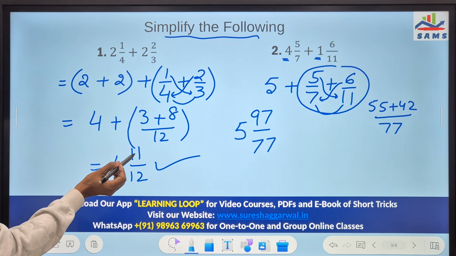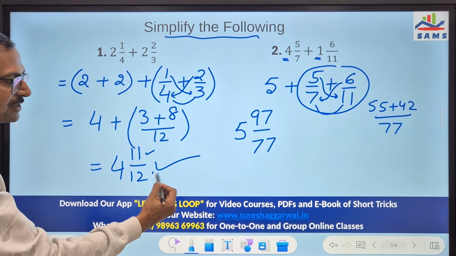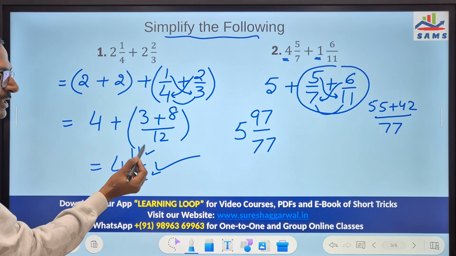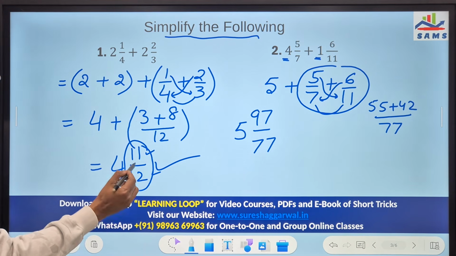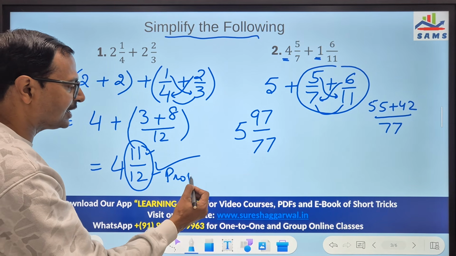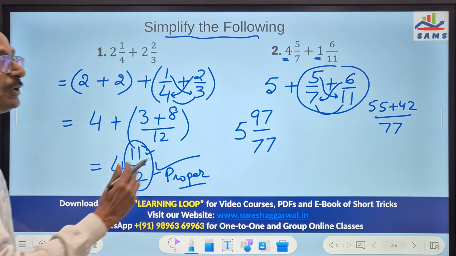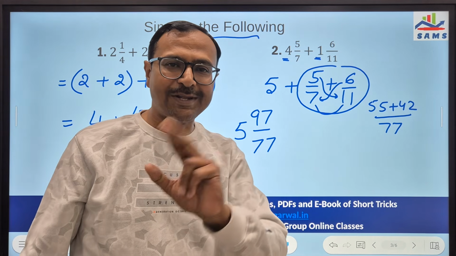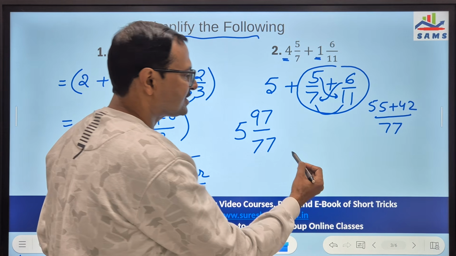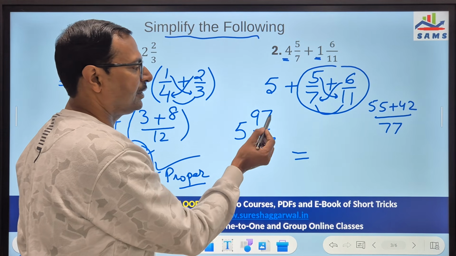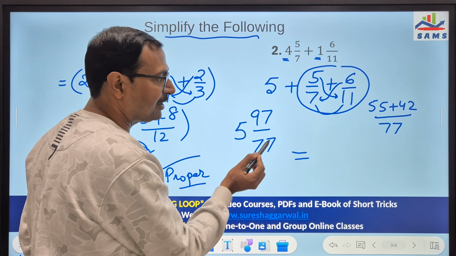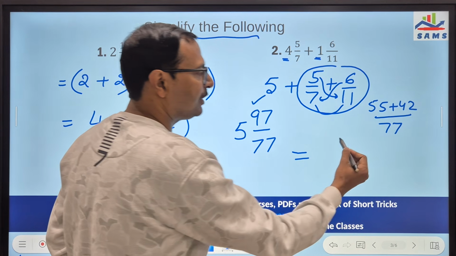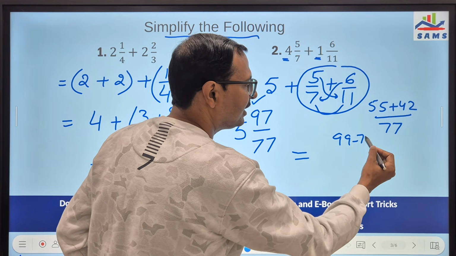Here I got 11 upon 12. 11 is smaller than 12, so it is a proper fraction. So this part always has to be a proper fraction, and if it is not a proper fraction, then you have to do one more step. What is that step? Just subtract the denominator, like 77, from the numerator. So you will get 99 minus 77.